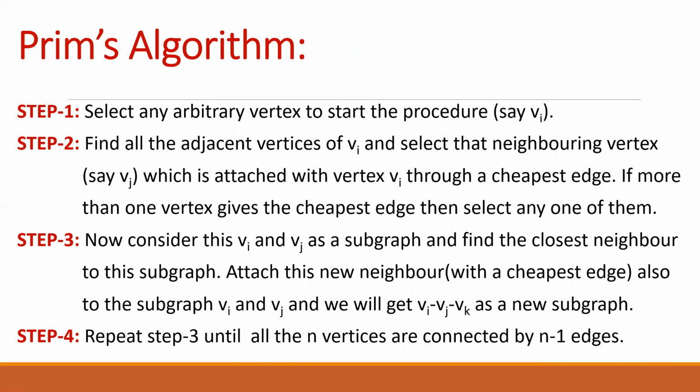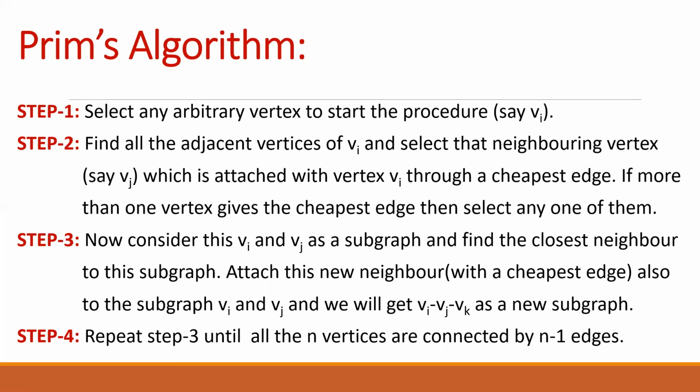Now the statement of Prim's algorithm. We have to select an arbitrary vertex to start the procedure, and suppose this arbitrary start vertex is Vi. Now we have to find all the adjacent nodes or vertices of this vertex Vi, and that vertex Vj is attached to Vi which has the cheapest linkage with Vi, meaning which is attached by the cheapest edge.